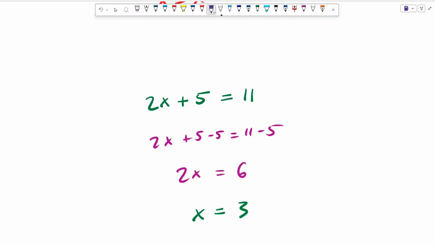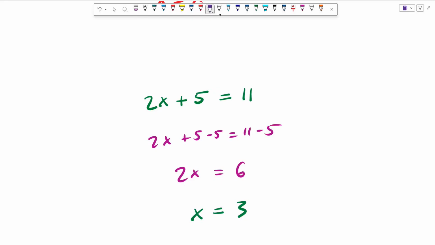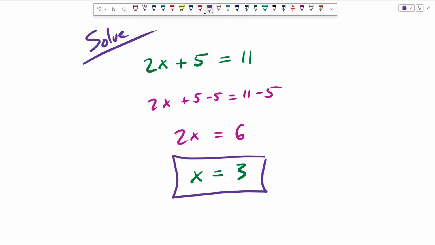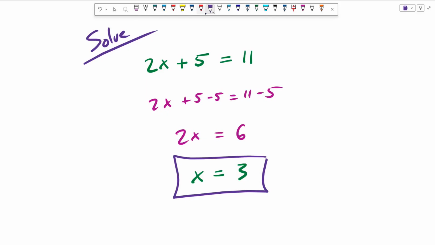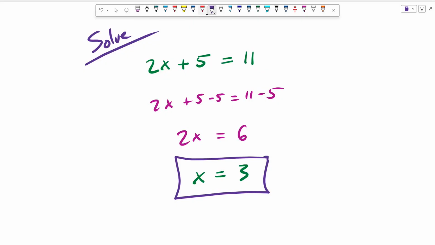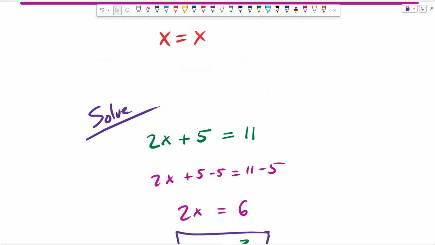Okay, let me come back to this. So the directions were solve. What does solve mean? Make the statement true. We'll come back to that in a second. Some people say find the answer. What else do we say? Find the unknown value. Okay, it's a possibility.